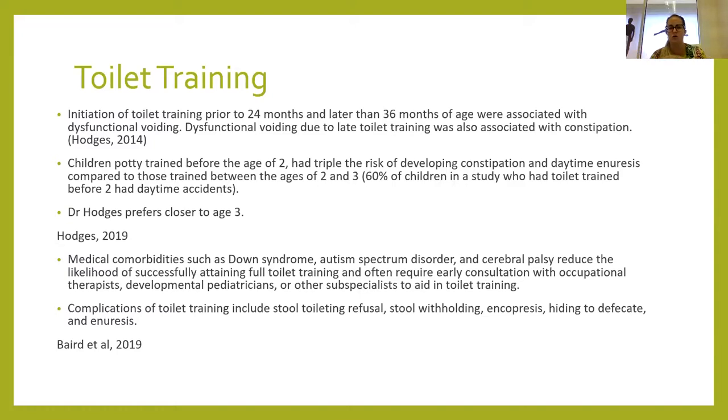Dysfunctional weeing or incontinence is due to late toilet training and can also be associated with constipation. Children trained before the age of 2 had triple the risk of developing constipation and daytime incontinence compared to those trained between the ages of 2 and 3. So closer to the age of 3 is more preferable. If a child has medical comorbidities such as Down syndrome, autism, cerebral palsy, it reduces the likelihood of successful toilet training, and often they'll need to come to us OTs to work with the parents. We work with pediatricians and other specialists.